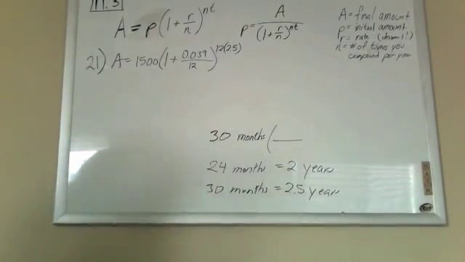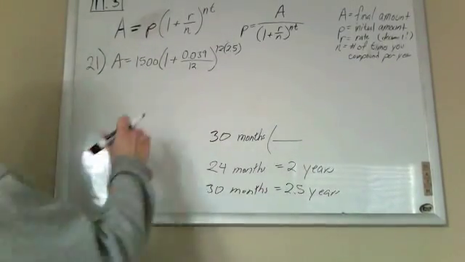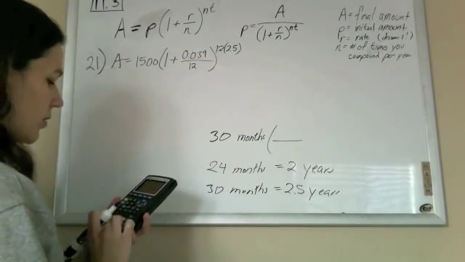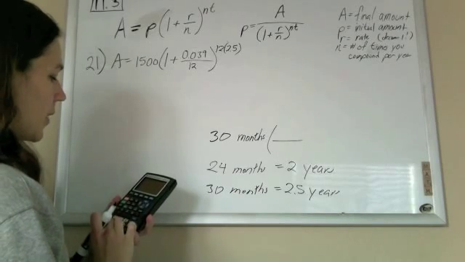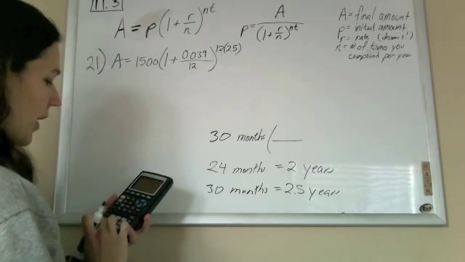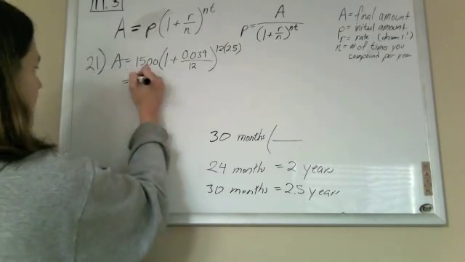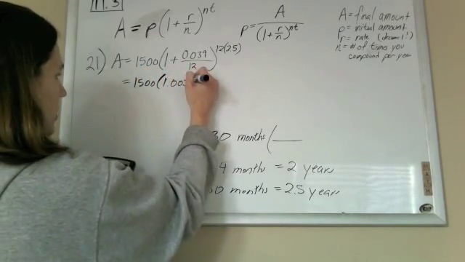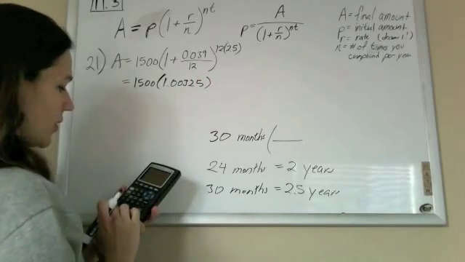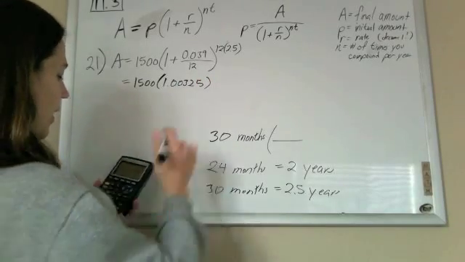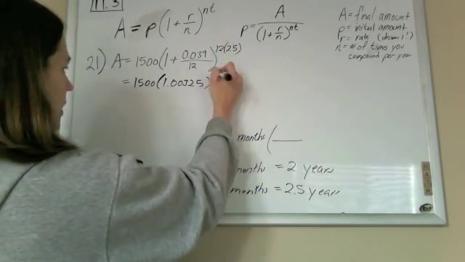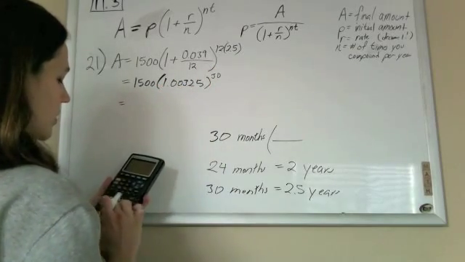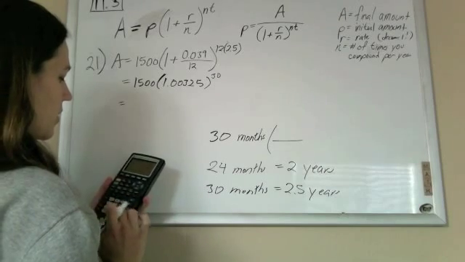So I'm just going to plug all this in, and again I'm going to do this part first. So I'm going to do 0.039 divided by 12, hit equal, add the 1. So 1,500 times 1.00325, and then 12 times 2.5 is 30. Then I'll do 1.00325 raised to the 30.